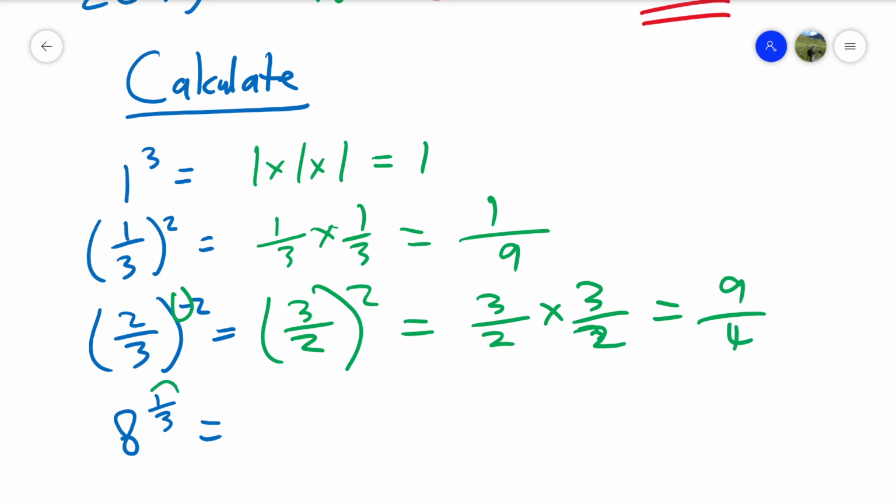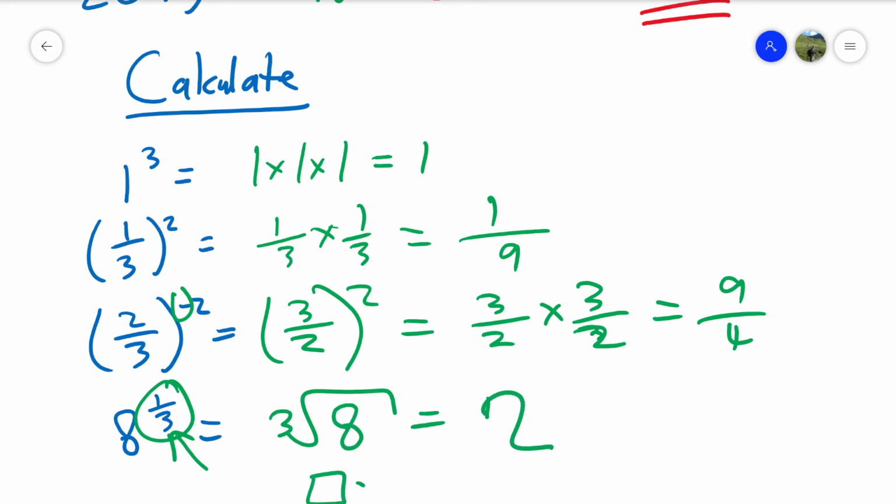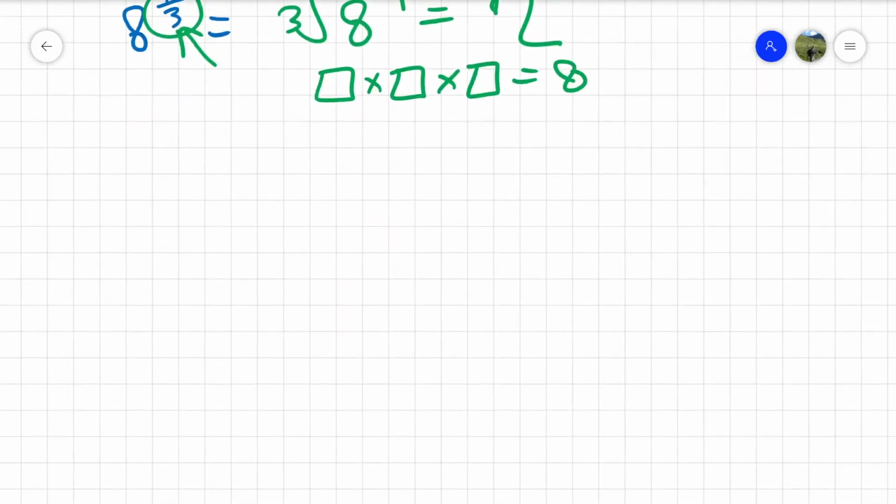This one, what does the 3 on the bottom mean? That means a root, so that must mean the cube root of 8, which is what number? It means what number multiplied by itself 3 times makes 8, and the answer to that is 2. Let's do the next question.